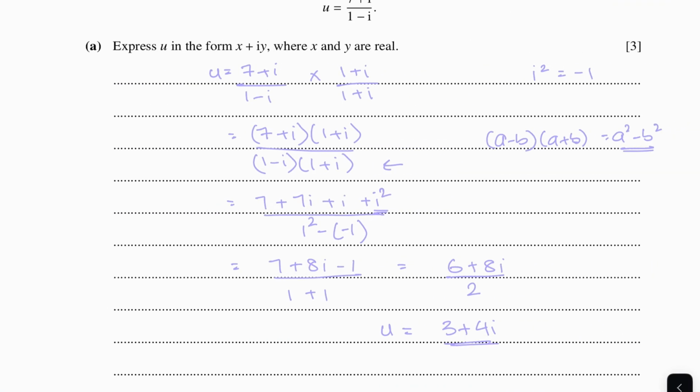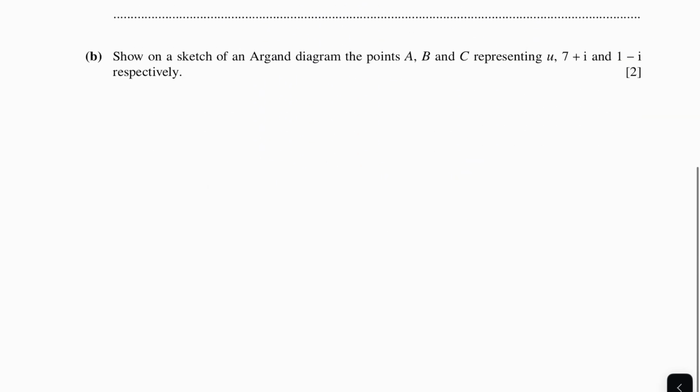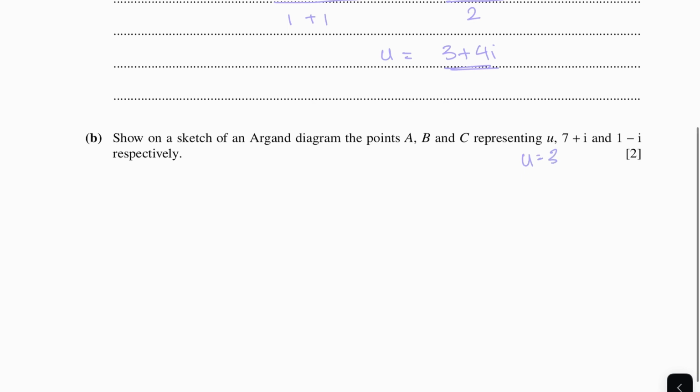So the concept over here was just to multiply with the conjugate and simplify, and this is just something you needed to know beforehand. Otherwise, fairly easy. Now in part B, it says show in a sketch of an Argand diagram the points A, B and C representing these respectively. So we know that u is equal to 3 plus 4i. We just found that out.